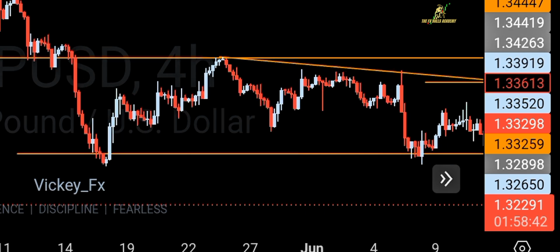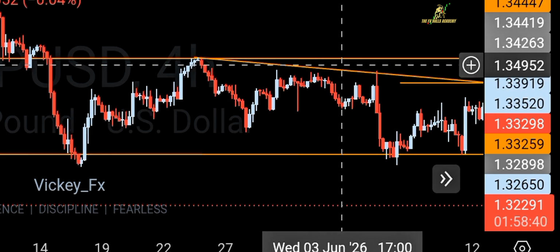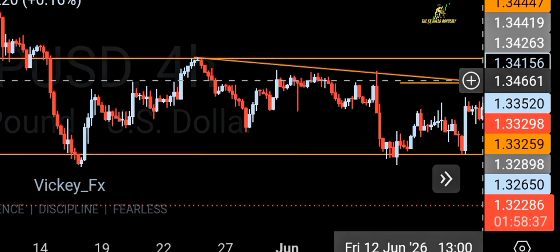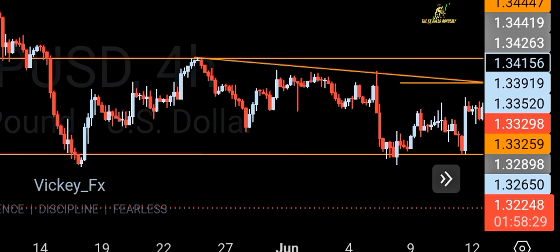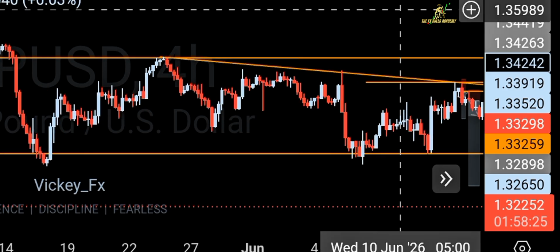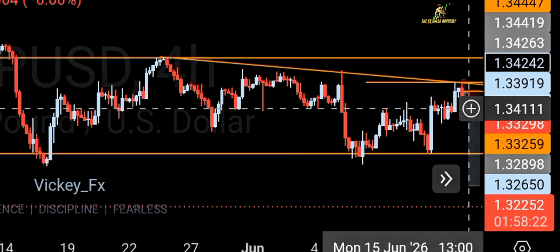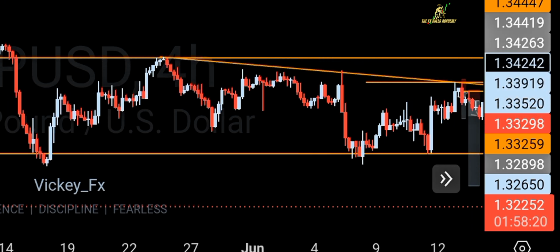What I was expecting was for price to come back to our trend line again, to give us our chart pattern or candlestick confirmation to sell. After that, as you can see, price started moving, and it got to our trend line. This is our trend line that we had here.